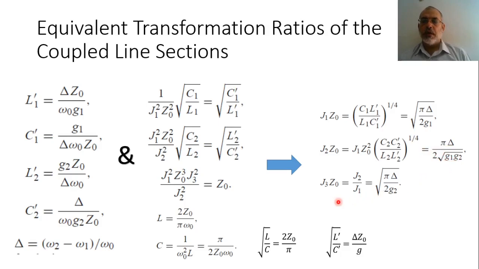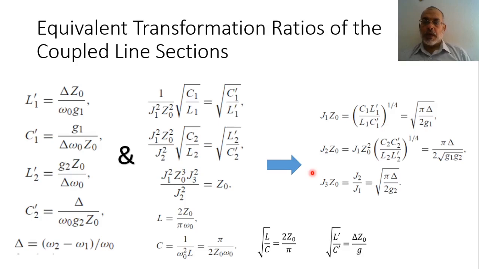Finally, J3 Z naught would equal J2 over J1, which is the square root of pi delta over 2 G2 G3. Okay, so these are the admittance inverter values for a second order bandpass filter for the case of capacitively coupled resonators.